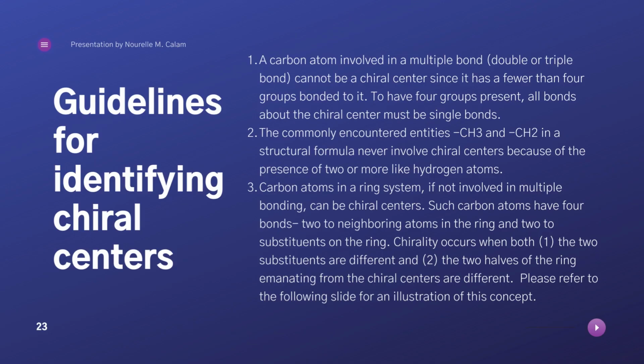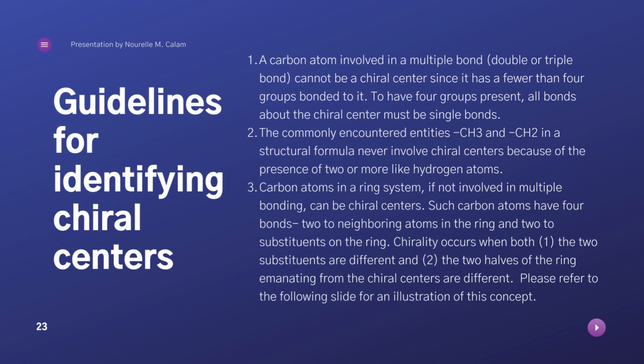be a chiral carbon. Now, third guideline, carbon atoms in a ring system, if not involved in multiple bonding, can be chiral centers. Now, such carbon atoms have four bonds, two to neighboring atoms in the ring, and two to substituents on the ring. Chirality occurs when both, one, the two substituents are different, and two, the two halves of the ring emanating from the chiral center are different.